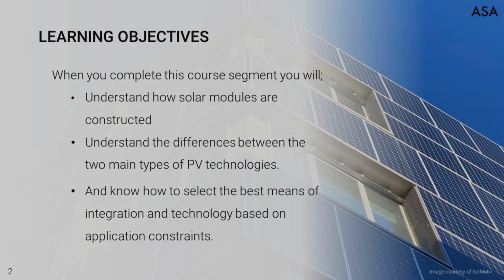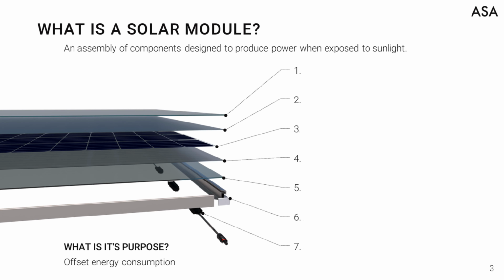constraints. A solar module is an assembly of components designed to produce power when exposed to sunlight. Its purpose is to offset energy consumption. By gaining a glimpse into a PV module's constituent parts, the ways in which solar panels can be leveraged as building components will become more clear. Most, if not all, solar modules consist of 5 to 7 parts, and their construction methodology is very similar to safety glazing. The front sheet can be made of glass or a polymer.